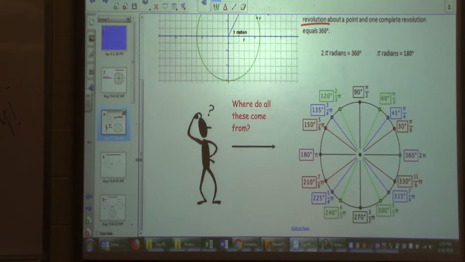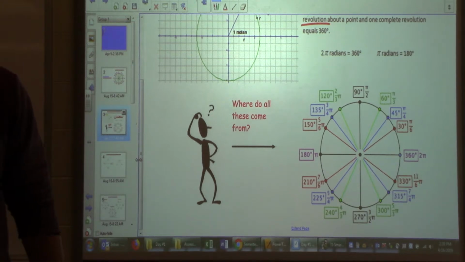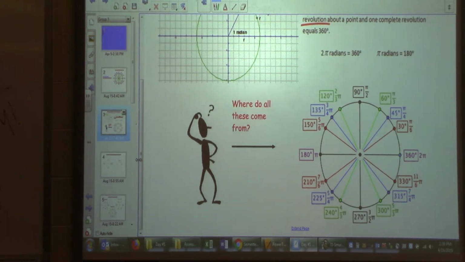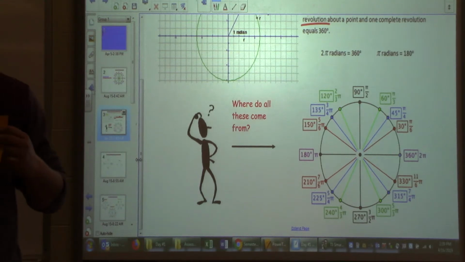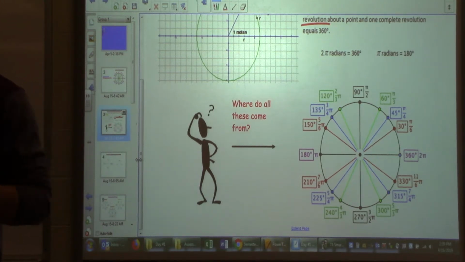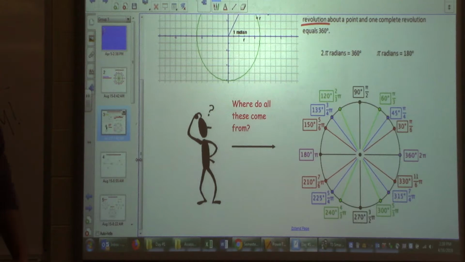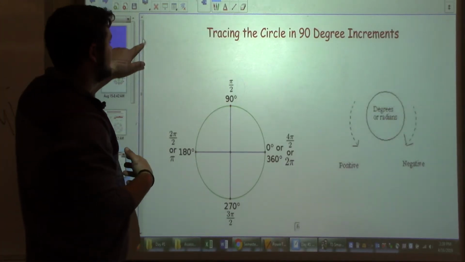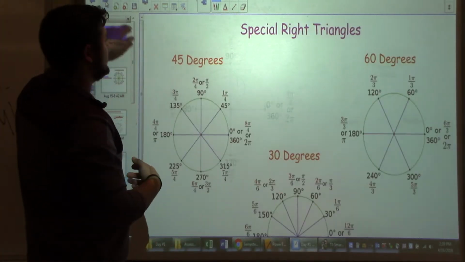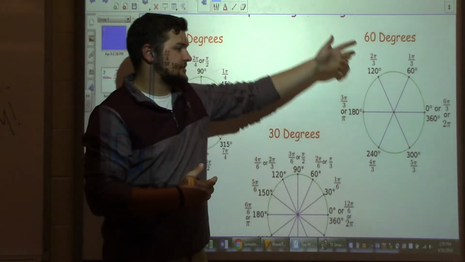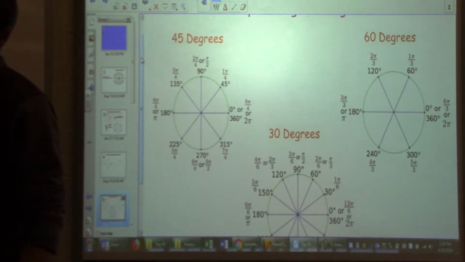Now, once again, you don't need to know how to create those values from the special right triangles. They'll all be given to you around the circle. You'll see that on Thursday. But that's where they all come from. That's where all those values will come from. It's from special right triangles. Right? Breaks down into 90. Breaks down into 45s, 30s, 60s. They come from special right triangles.